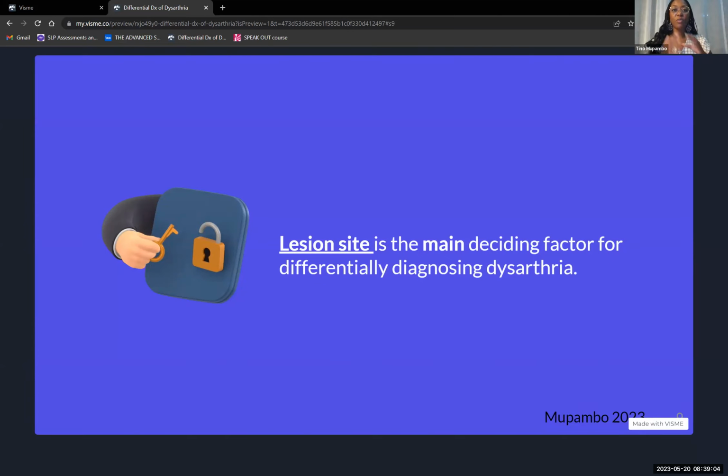Sometimes you start off with understanding the etiology, which then lets you know what part of the CNS has been affected, which is the lesion site. And that is the thing that you can stand on. That is the evidence that you have as to why everything else then falls into place when it comes to accurately differentially diagnosing dysarthria.